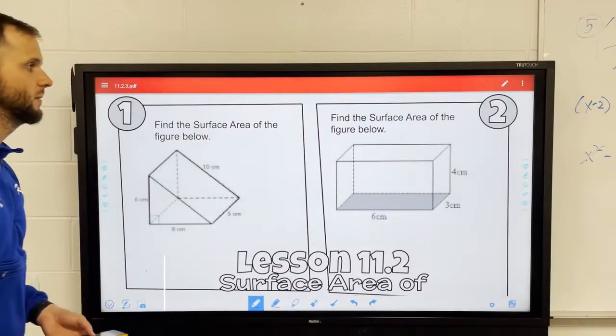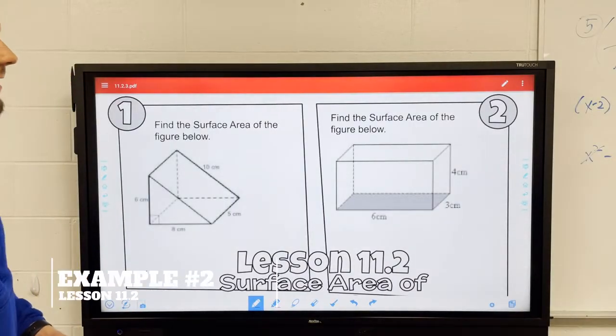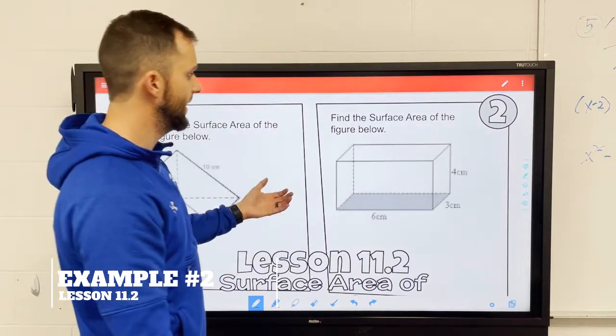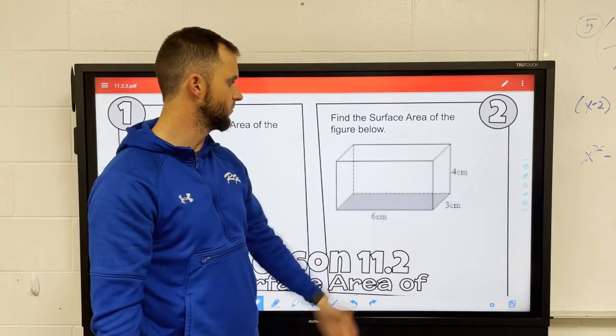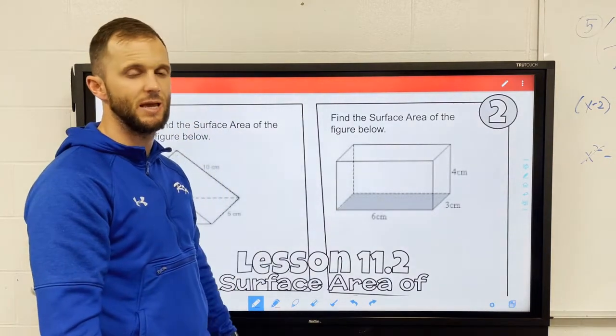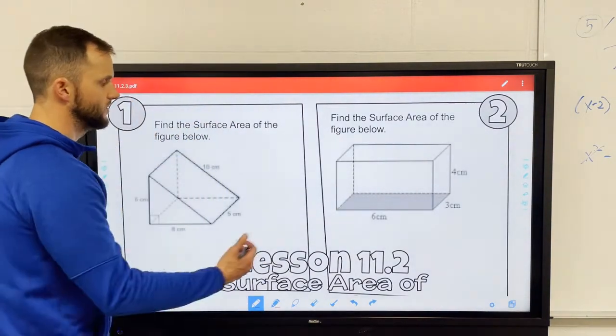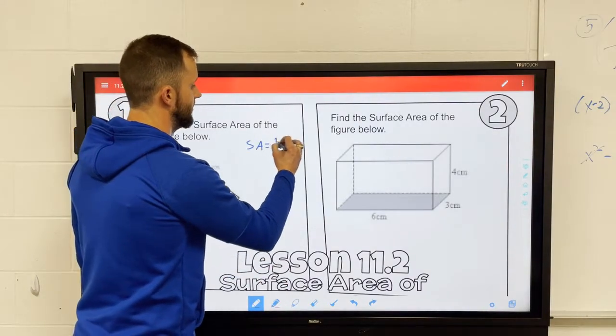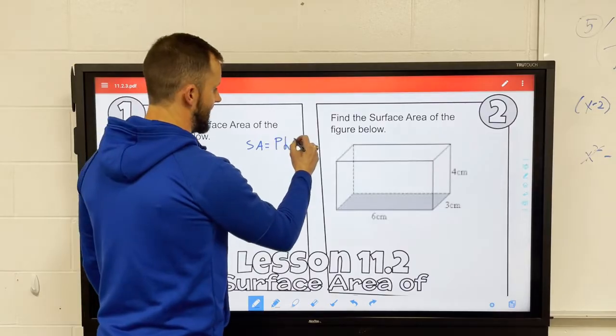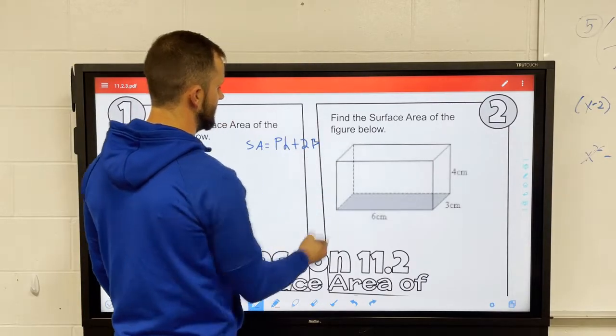All right, so right now on number 2, it says we need to find the surface area of the figure below. So again, I have a prism, because if you look, all of my sides are made up of rectangles and squares, so this is going to be a type of prism here. So I'm going to use that same formula. So to find surface area, I'm going to do the perimeter of the base times the height plus 2 times the area of the base.